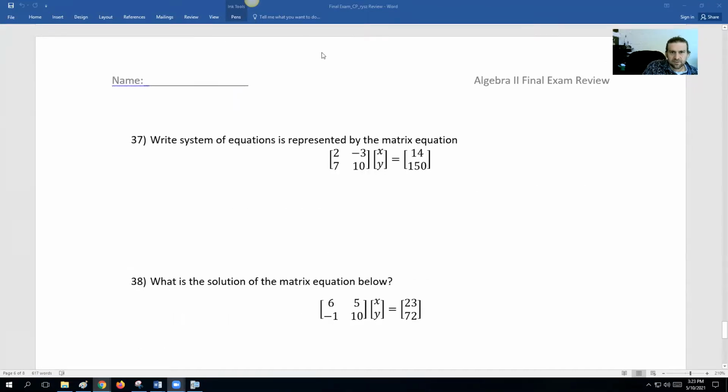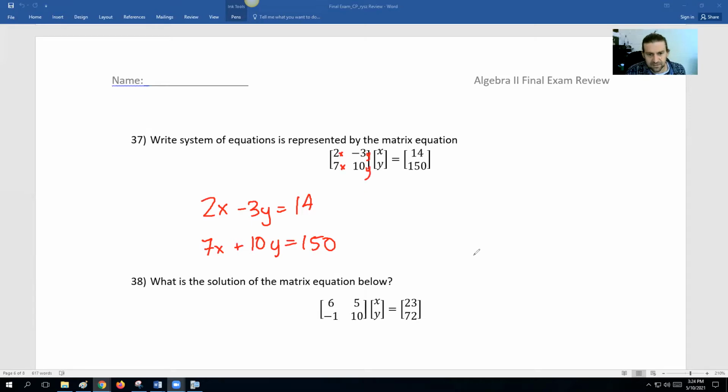All right, set up the system of equations. What we need to do, there's the trick: we're going to take this row, times it by this, and set it to that value. That would be 2x minus 3y, set equal to the top value of 14. And the same thing on the bottom: 7 times the first number x plus 10 times the last number y equals the last element, 150. Basically call this x, call that y, set it up, set it equal to that. It's easy.